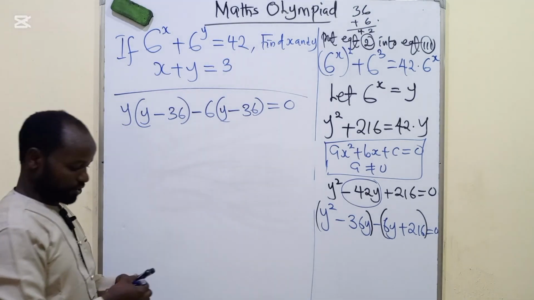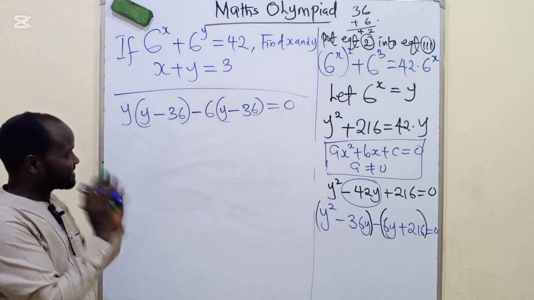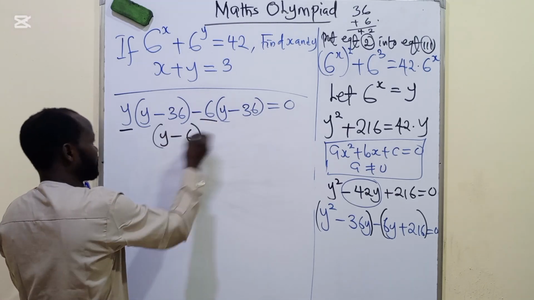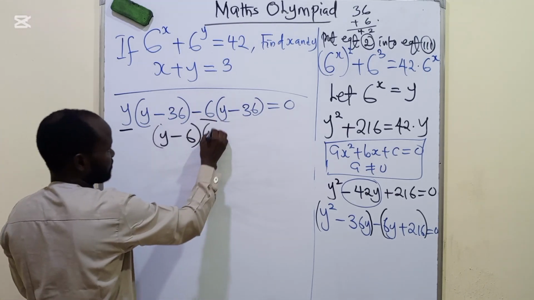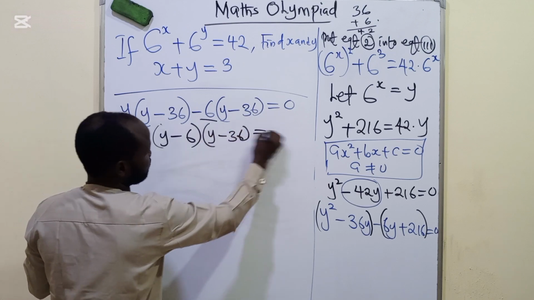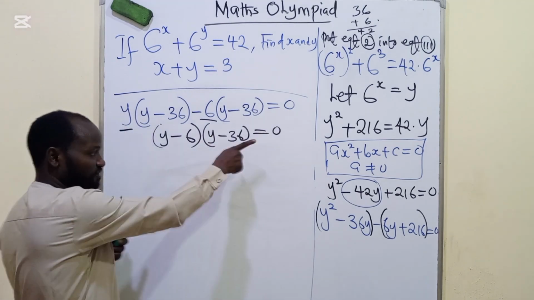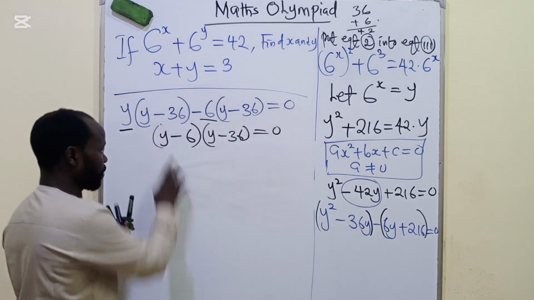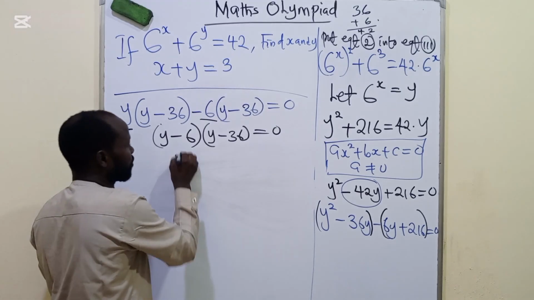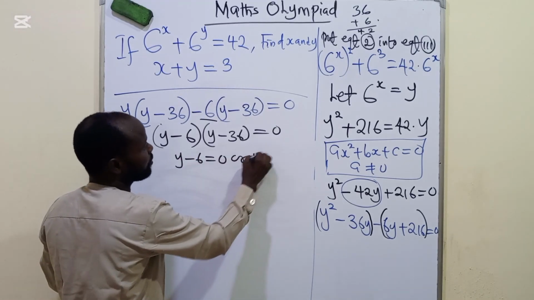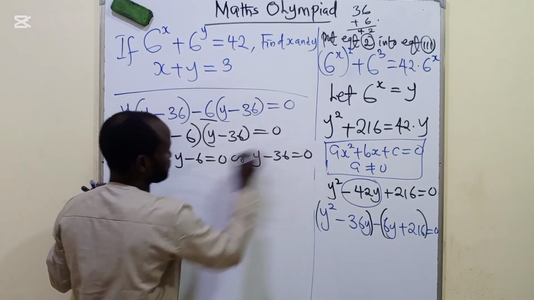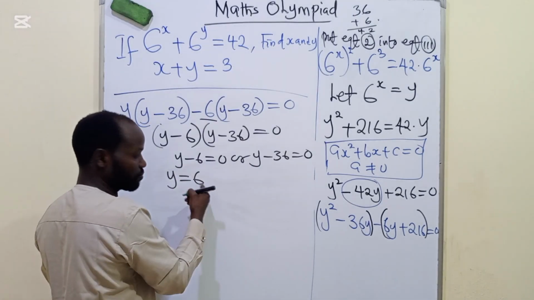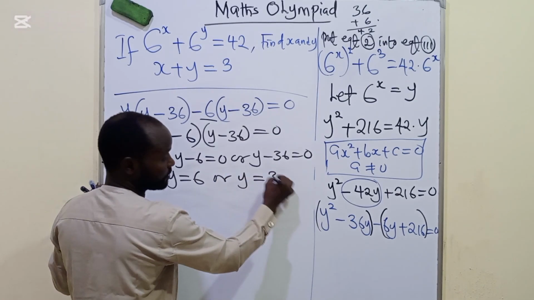Very important. You realize that what we have in the bracket are the same. So we pick what we have outside, that's y minus 6, then pick one of the common brackets, which is y minus 36, equals 0. Either y minus 6 equals 0 or y minus 36 equals 0. One of these must be equal to 0. Let's collect like terms. Y will be 6 or y will be 36.